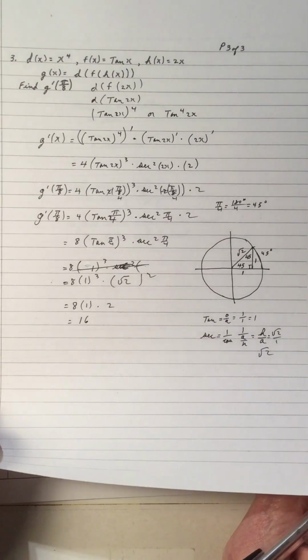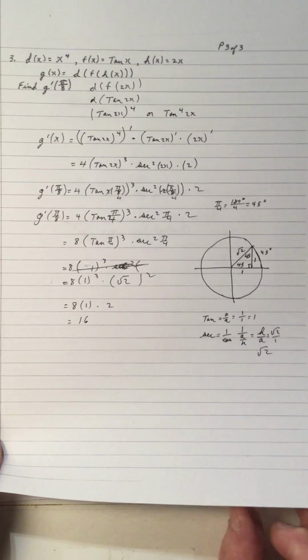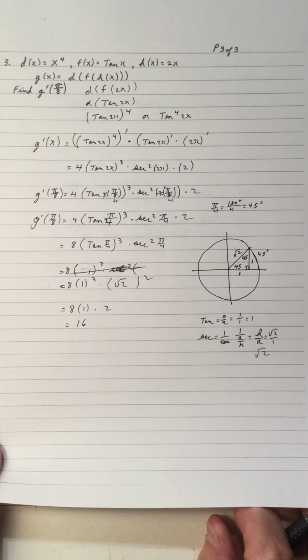So there's some more examples on using the chain rule and finding the derivative.